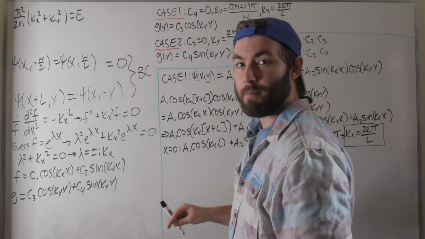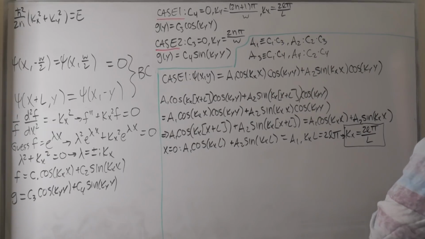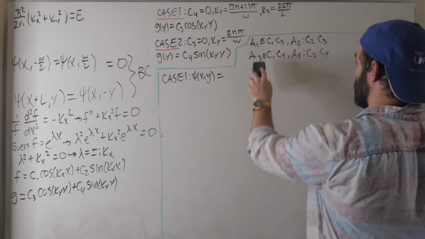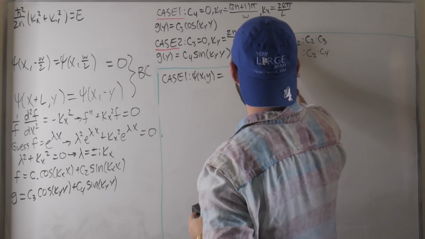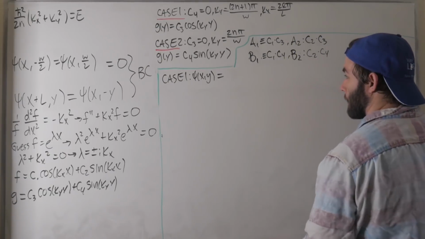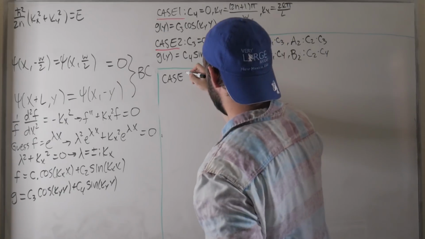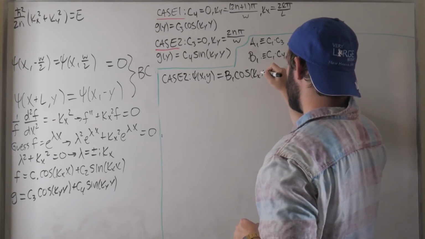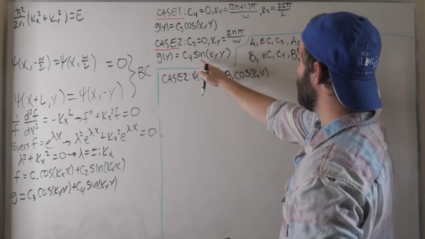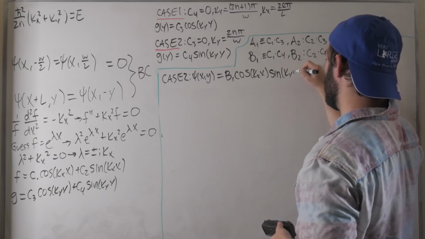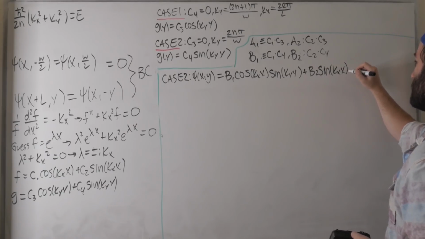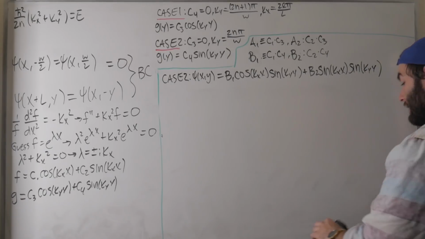When I did it last time yesterday, there weren't 2 cases. There was only 1 case, which makes things a little bit more tedious for us. So now let's go ahead and consider case 2 and do the same thing. And to not have confusion, let's call these B's instead, B1 and B2. So the wave function psi of x y for case 2 is going to equal B1 cosine of kx x times sine of ky y plus B2 sine of kx x sine of ky y. And let's go through the exact same motions.